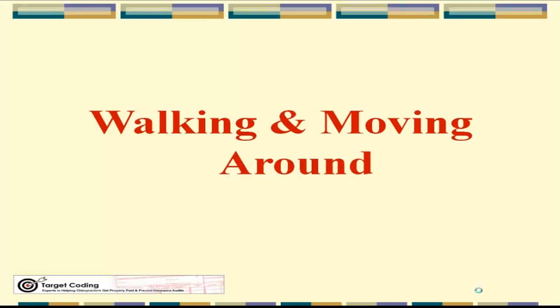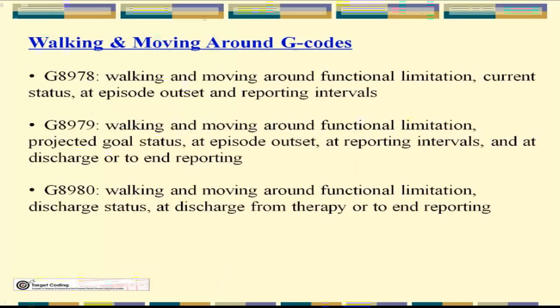So let's talk about walking and moving around. Here's the first G code that you need to become very familiar with. G8978, walking and moving around, functional limitation, current status, at episode and reporting intervals. Next, G8979, walking and moving around, projected goal.